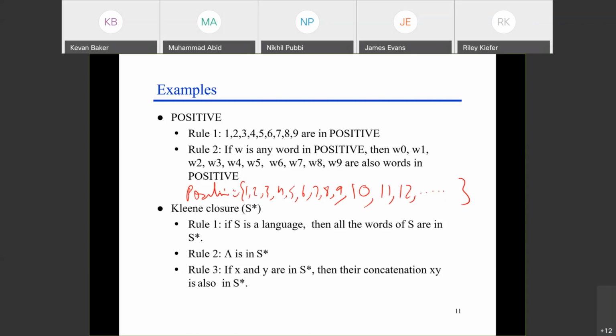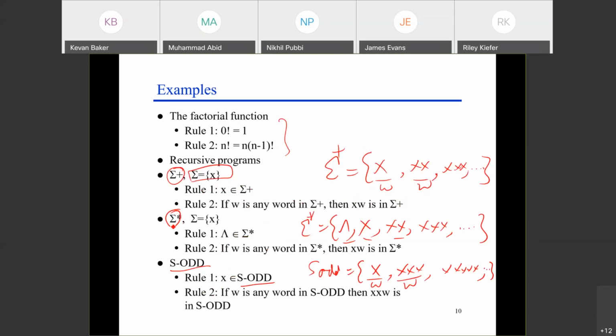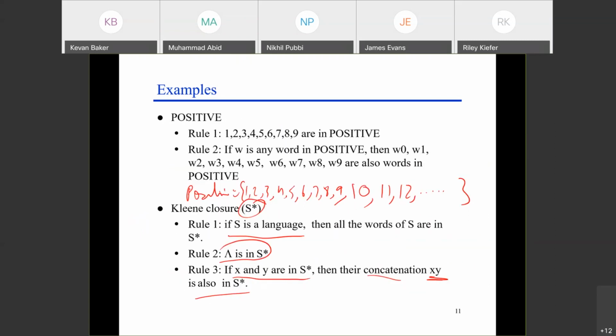Okay. So now let's see Kleene star already. I already explained that in the previous slide about the star. So it says rule 1, S is a language. All words of S are in S star. So lambda is also part of there. Then you are saying if X and Y are in S star, then their concatenation XY is also in S star. So it is exactly what we did here with the star. Okay. So we already did this, the same thing in a nicer way.